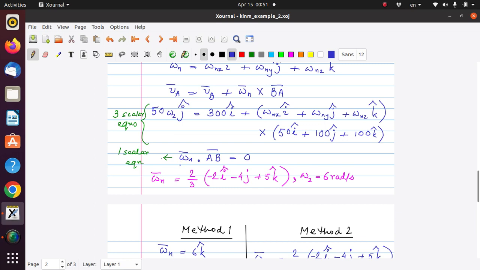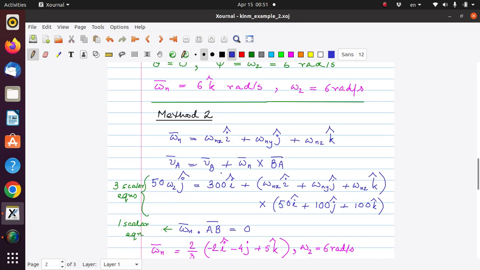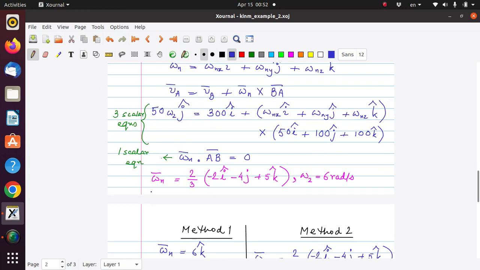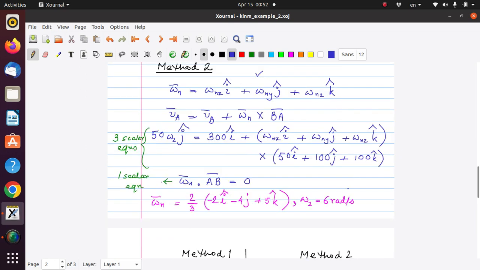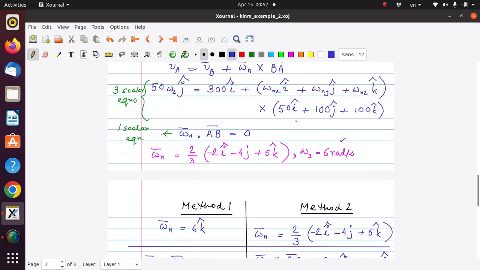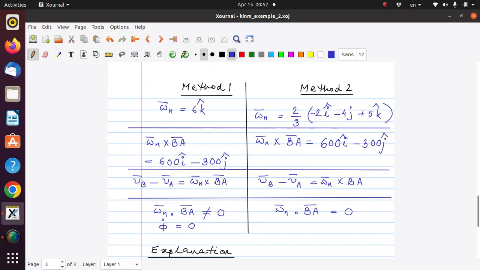So that scalar equation they have got by taking the dot product of omega n with AB as 0. That means they are assuming that this omega has no component along AB. So they have assumed that omega n, that is the omega of the link, has no component along AB, and using this they have found this relation. So omega 2 from both the methods comes out the same, 6 radian per second, but omega n is different. So see, this is the comparison of the two methods.